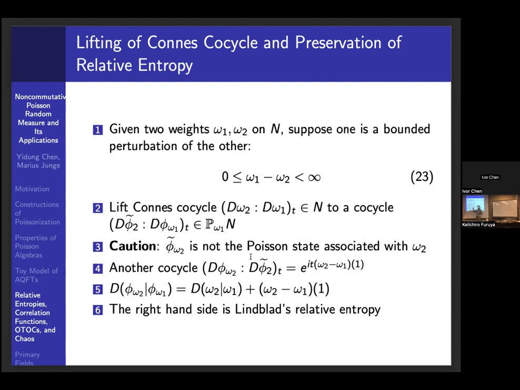First of all, I need two weights, right? Relative entropy is between two functionals, two states, two weights, so I need two weights. And I need one condition, okay? One weight needs to be a bounded perturbation of the other. So the difference is always bounded above. It's always finite, not infinite. Okay. In this case, the relative entropy calculation is, in some sense, for free because I have two Poisson states. They are states on your Poisson algebra, which essentially is type III. And I calculate the relative entropy. It equals the relative entropy of these two weights with this correction term.